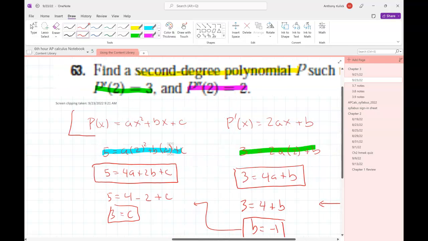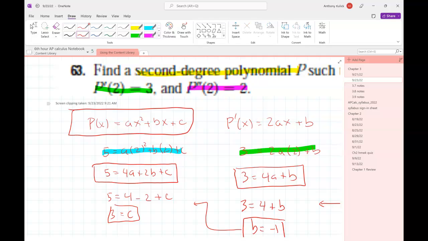Yeah, so like even this. If it says polynomial, should I always just assume? Well, it's the second degree. Oh, polynomial, that's right. Yep, that's how I knew it was quadratic. Yep.